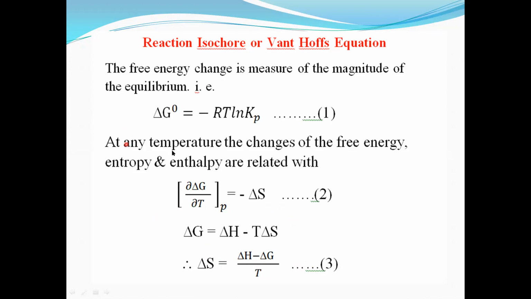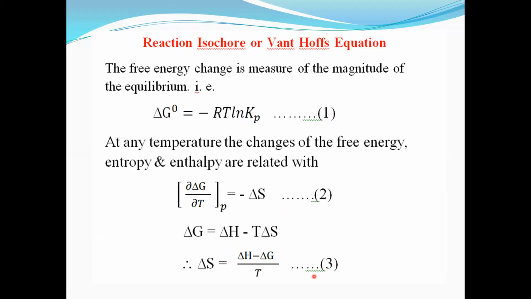So at any temperature, the changes of the free energy, entropy and enthalpy are related with this equation, that is equation 2: the partial derivative of delta G with respect to T at constant pressure is equal to minus delta S. We call this equation number 2. Now Gibbs free energy, we have proved this, that is delta G is equal to delta H minus T delta S, and from this, rearranging, we calculate the value of change in entropy: delta S is equal to delta H, transfer delta G here, minus delta G, divided by T. We call this equation number 3.